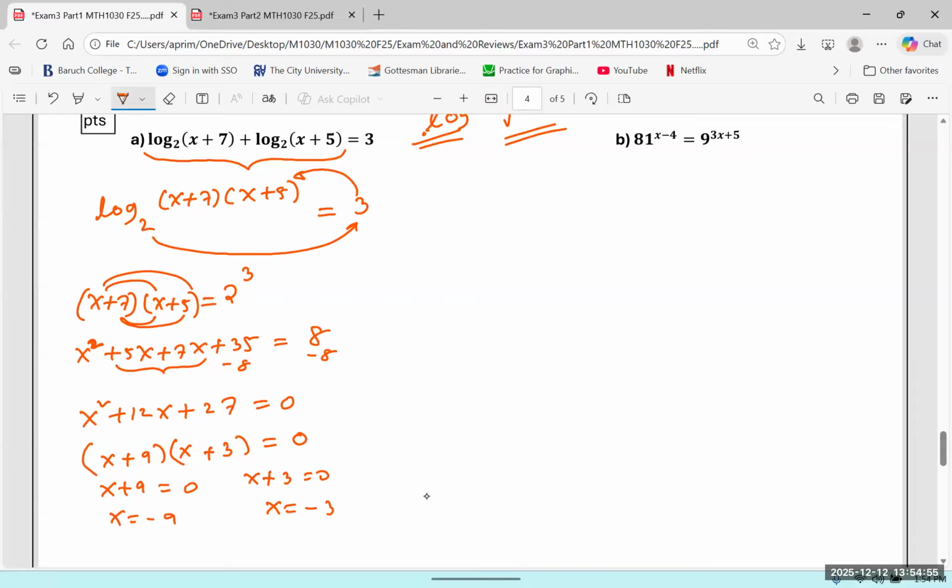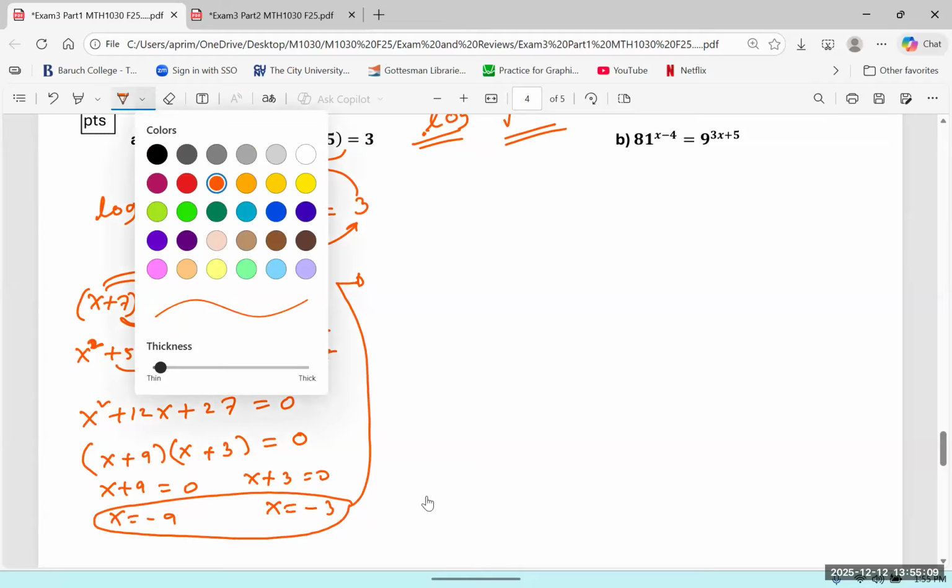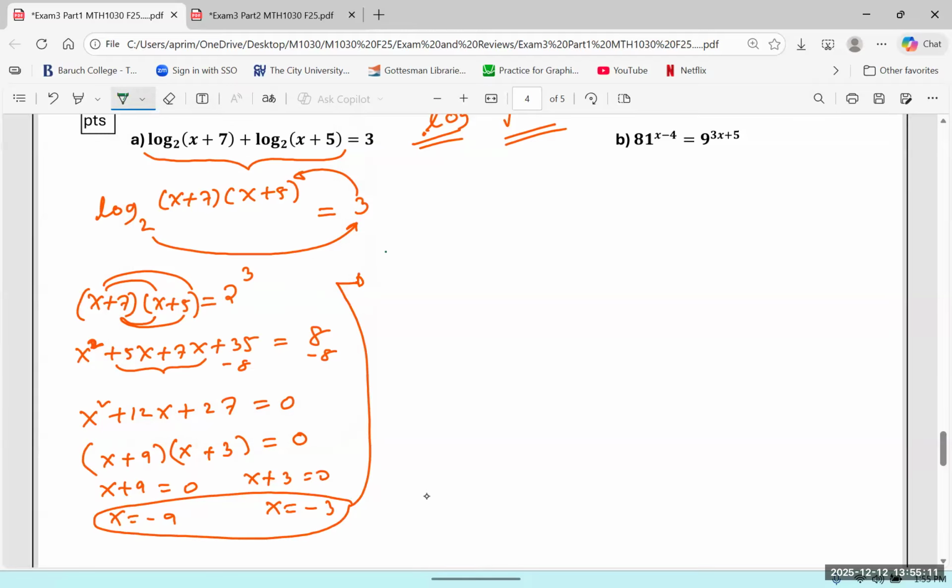See, both answers are negative, but that doesn't mean you can just omit or disregard both of them, thinking, oh, we cannot have negative. No. You have to check both of them. And when you check, you must check using the original log. You need the original log. You cannot use this one. Don't use that if it doesn't have any problem. You're going to substitute where you have a problem. Shahana. Yes.